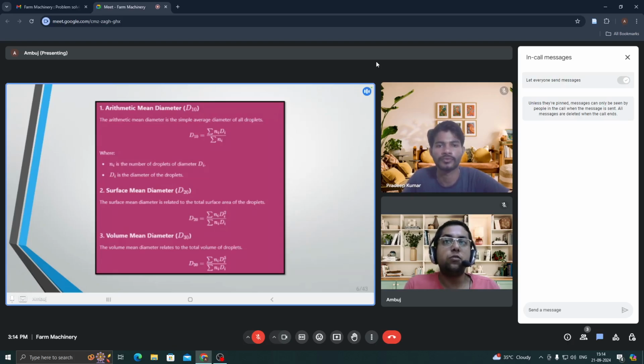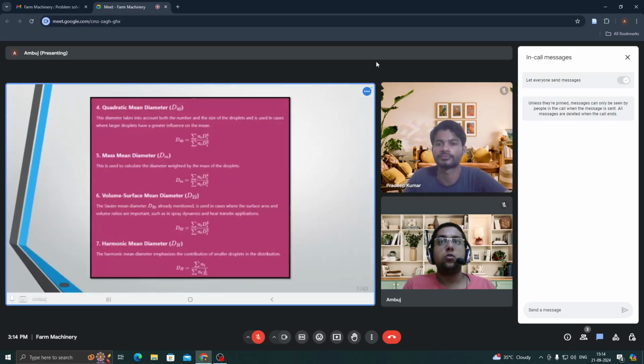Then D30 was your volume mean diameter that you already calculated, sigma ni di cube over sigma ni di. Then quadratic mean diameter D40. Similarly, the exponent is increasing in the first place. D40 means take 4 from here. For remembering the formula, I am telling you a short trick. That would be sigma ni di to the power 4 over sigma ni di cube, one exponent less in the denominator. Then mass mean diameter, again sigma ni di power 4 over sigma ni di square.